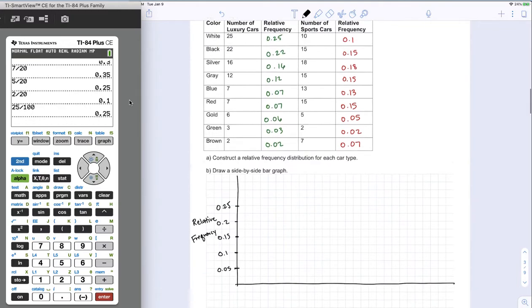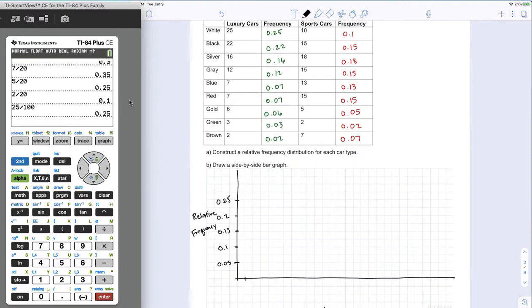Okay, so we have a lot of colors here, so I'll make sure I fit them all. So I have white, black, and I'm leaving 2 squares for each because I'm going to make my side-by-side bars. Silver, gray, blue, red, gold, green. Oh, it barely fit. Brown.